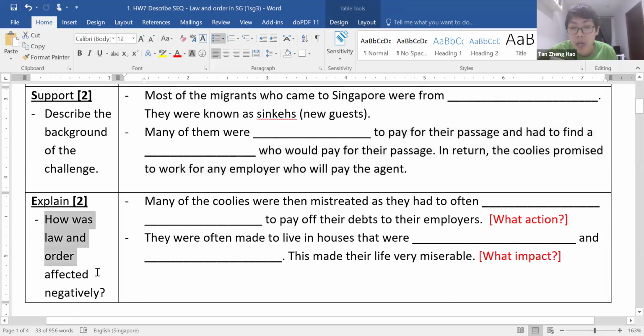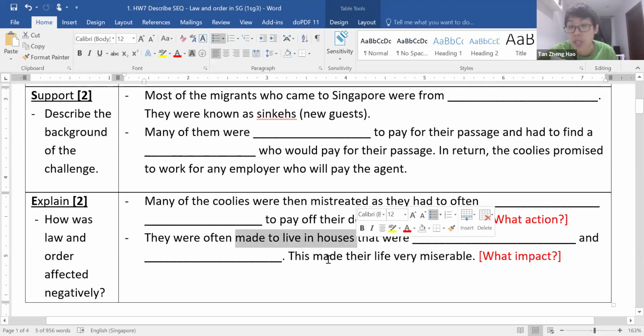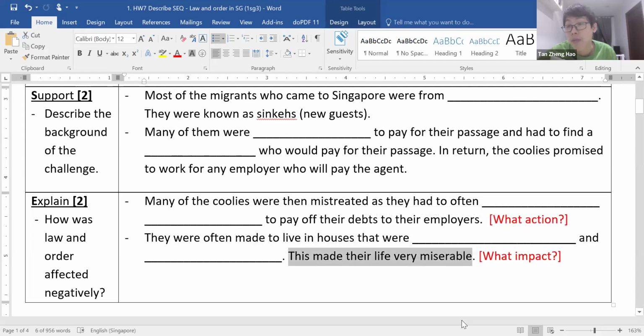And then how did it affect law and order? Again, we think about action and impact. What did they do to the workers or to the coolies when they were working in Singapore? And when we do it to them, how does it affect their lives? How did their lives become very miserable? Find me some details about their housing conditions, their working conditions, which show that their life was very miserable, which is a law and order problem, because in a safe country, people's lives shouldn't be miserable. No one should be mistreated.